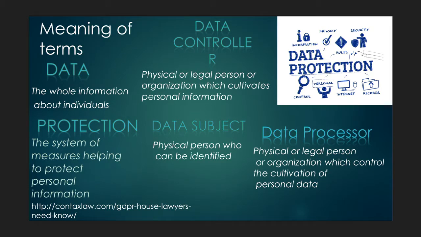Okay. At first, we should know the meaning of terms. For example, data: the whole information about individuals. The second, protection: the system of methods by which we can protect personal information. And also we have a data controller. What is a data controller? A physical or legal person or organization which cultivates personal information. And also we have a data processor, a physical or legal person or organization that controls the cultivation of data. And we also have the data subject. The data subject is the physical person who can be identified, to protect the rights.